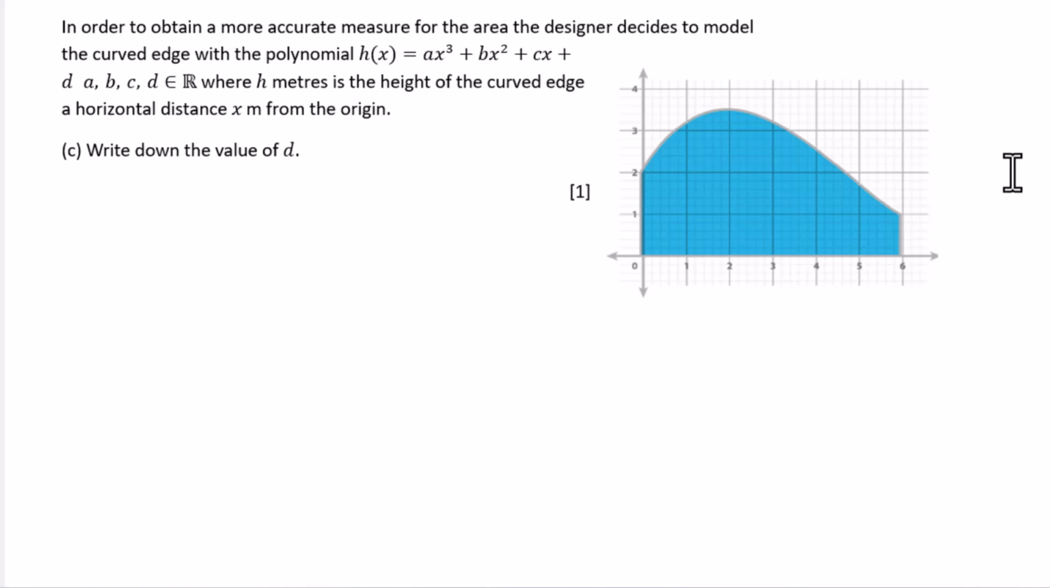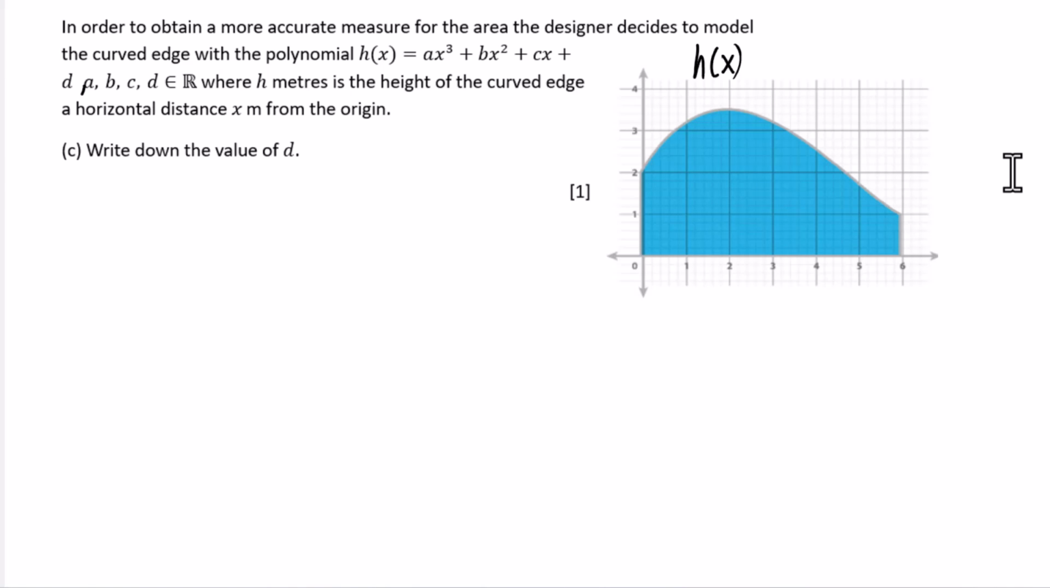In order to obtain a more accurate measure for this area, the designer decides to model the curved edge with a polynomial h(x) = ax^3 + bx^2 + cx + d, where a, b, c, d are real numbers, and h(x) meters is the height of the curved edge at a horizontal distance x meters from the origin. C. Write down the value of d.